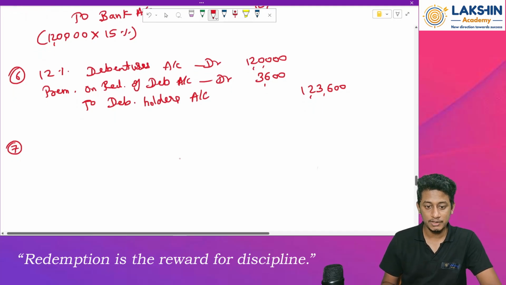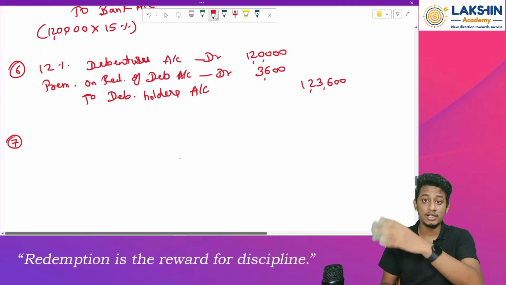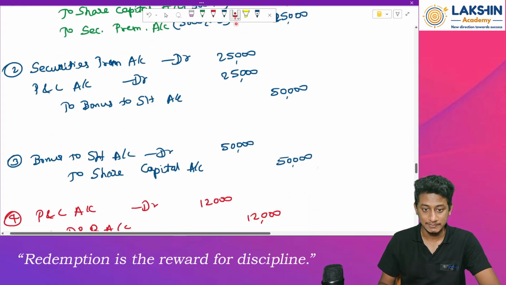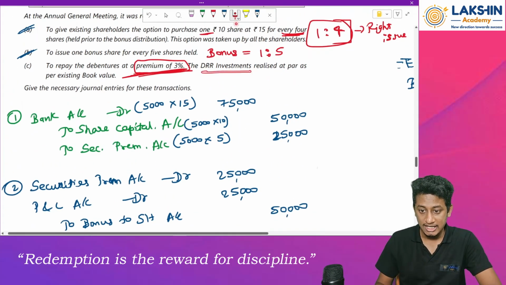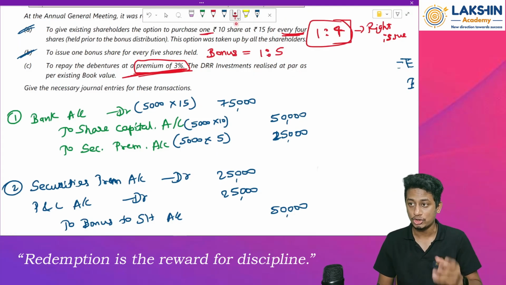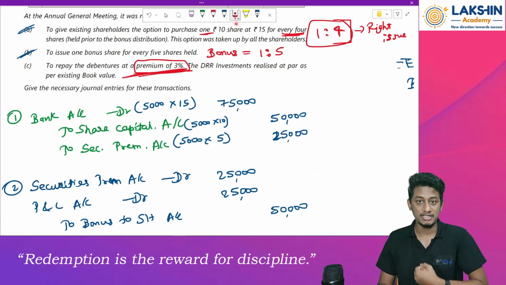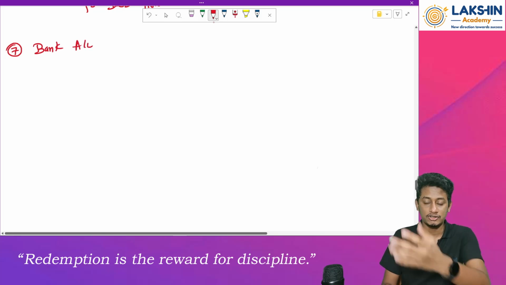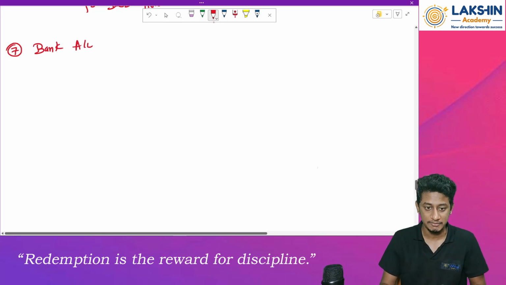Now after this, seventh one, I need to sell off the investments, right? Whatever investments I have made over here, I need to sell it off. And as per the question, the DRR investment is realized at par as per their existing book value. So that means there is no increase or decrease in the value of investments. Whatever amount I have invested, same amount is received back. So the entry will be bank account debited. Why? Because I am receiving the payment once I sell my investments.